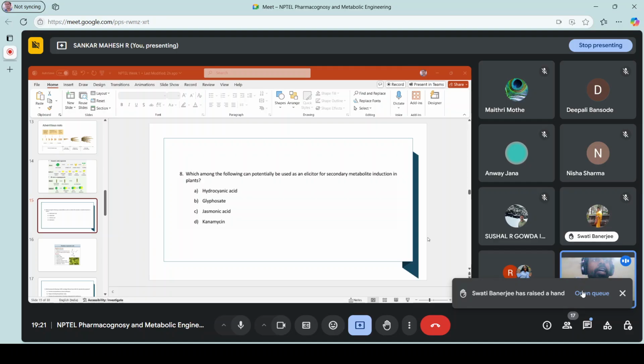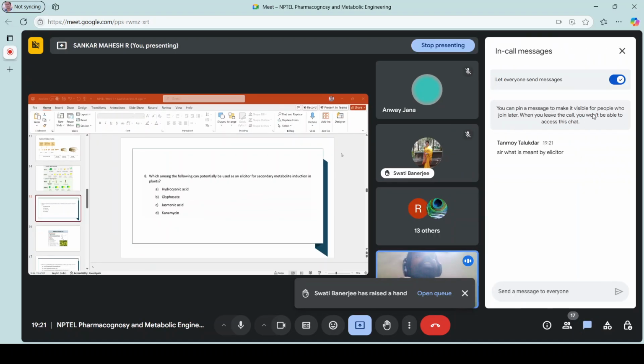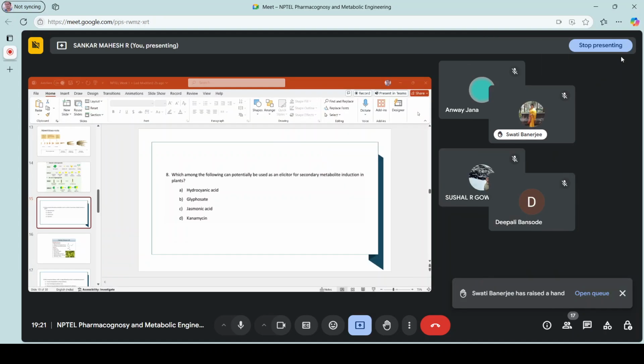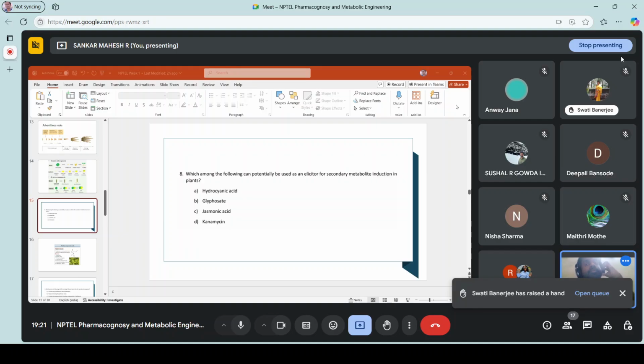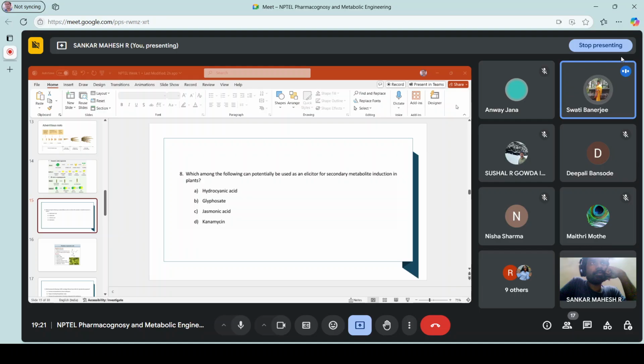So to answer Tanmoy's question, Swati, you can start by telling what is an elicitor. We have discussed that today in the class. It can produce secondary metabolite induction in the plant and act as a defense. So I think jasmonic acid can be the answer. Okay, but before we go to that, what is an elicitor? It can increase the secondary metabolite induction.